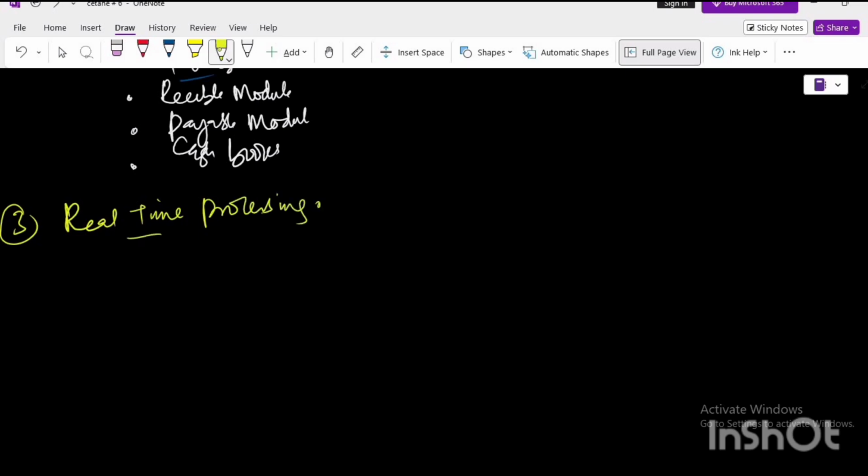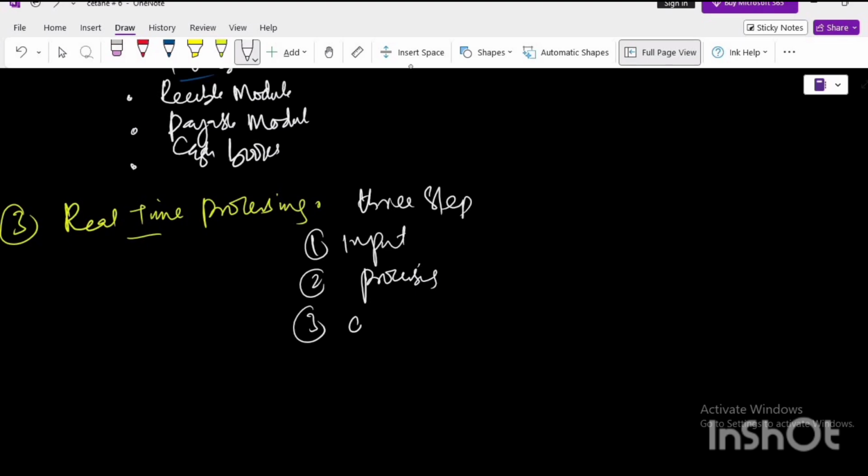Real-time processing. By this we mean that in computerized accounting, data goes through a three-step approach. The first one is the input, the second is processing, and the third one is the output. So you enter the data into the system, and that is called input. The software follows accounting rules to handle the data, and that is called processing. The processed data is shown in a report for analysis, and that is output.